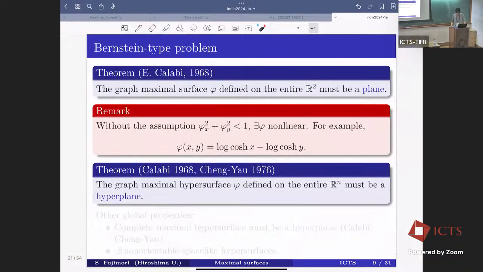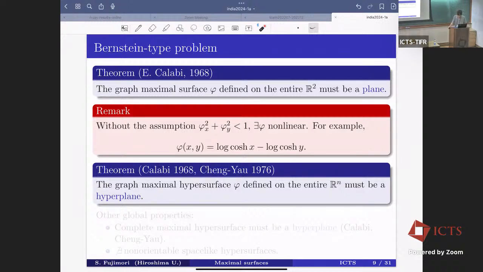And also, this is a theorem by Calabi and Cheng-Yau. A graph of a maximal hypersurface defined on an entire Rn must be a hyperplane. So this is also a big difference from the minimal hypersurface case.